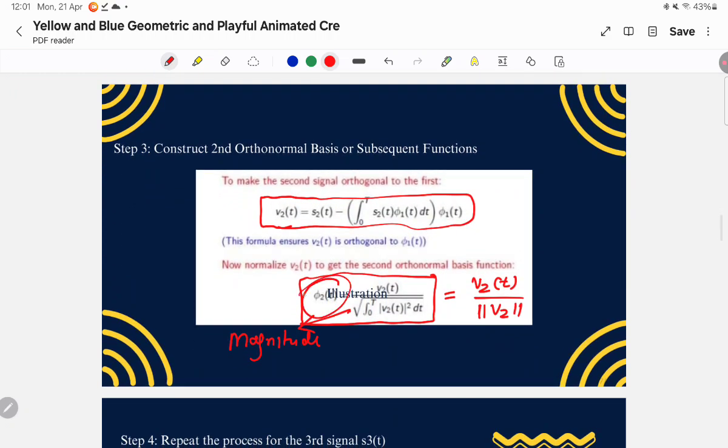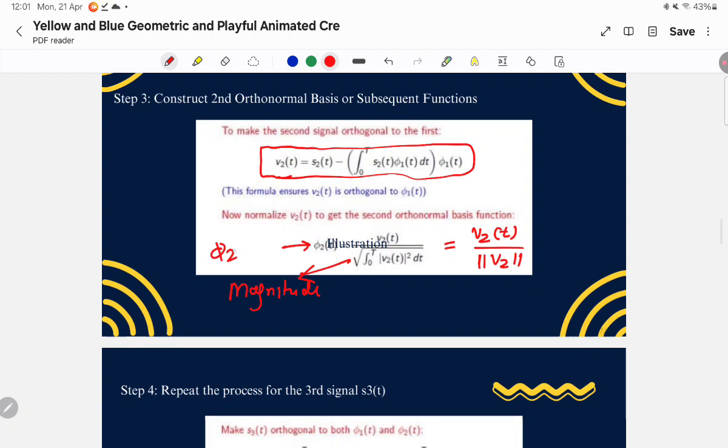Now we have calculated phi 2. So this phi 2 is the second orthonormal basis function.